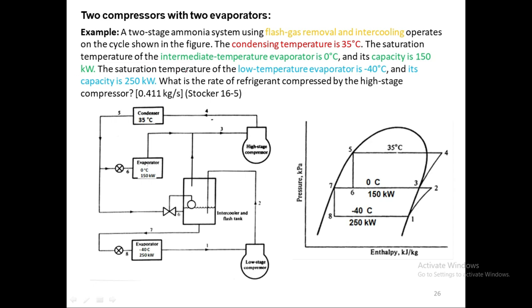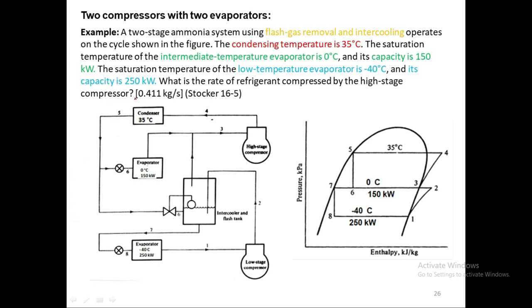The condensing temperature is 35 degrees centigrade, so this condenser is working at 35 degrees centigrade. The saturation temperature of the intermediate temperature evaporator is 0 degrees centigrade, and the cooling capacity or refrigerating effect produced by this evaporator is 150 kilowatt. The saturation temperature of the low temperature evaporator is minus 40 degrees centigrade, and its capacity is 250 kilowatt.